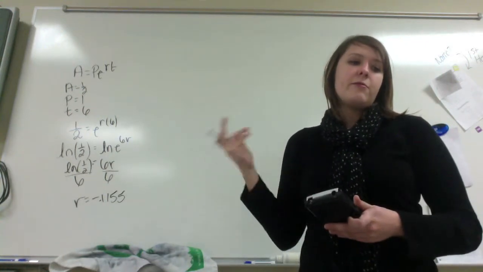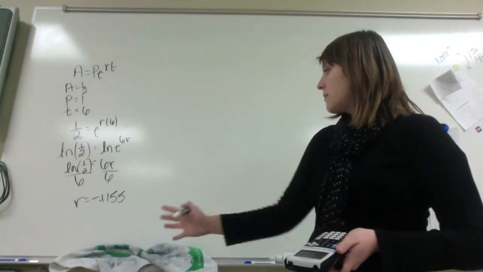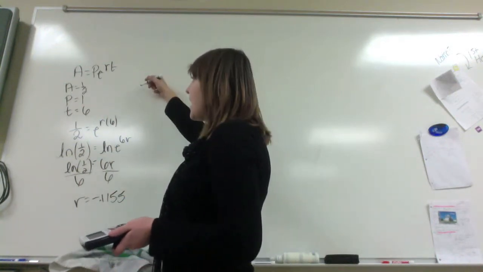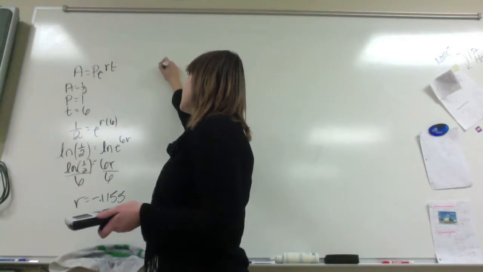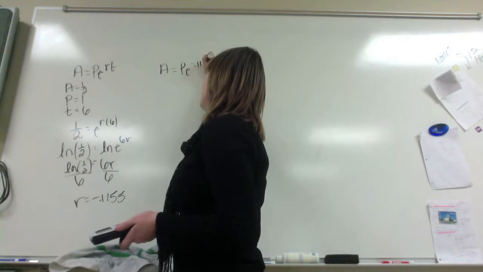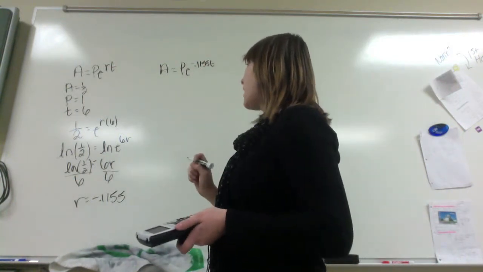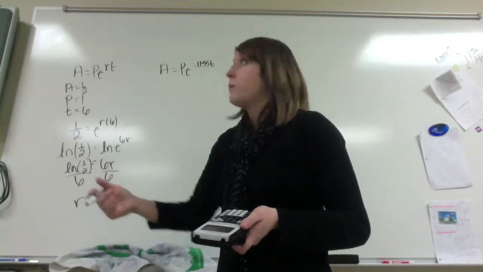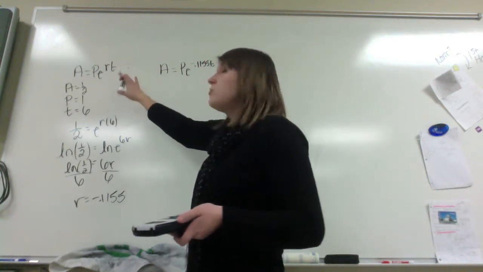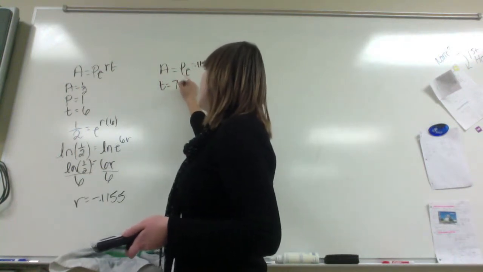Okay, and now I want to figure out how much is left after 10 weeks. So I'm going to use this r value, and now I'm going to solve for A, and I'm going to plug in some different values here. So I'm going to use my PERT formula, except now I know that my r value is negative 0.1155. Now my t value, it says 10 weeks, but notice over here when I used half-life, I was talking about days. So 10 weeks, that's going to be 70 days. So for my t value, I'm going to put in 70.